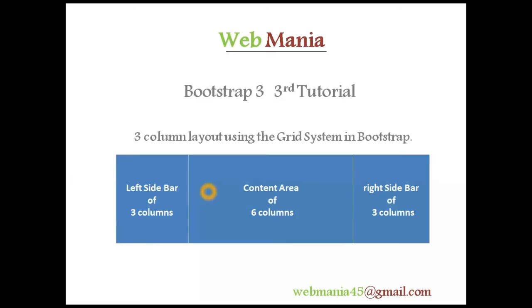So let's make a 3 column layout using the grid system in Bootstrap. Suppose this is our web page and it is divided into 3 portions: portion 1, portion 2 and portion 3. Portion 1 is the left sidebar and I give 3 columns to it, portion 2 is the content area and I give 6 columns to it, and the third and last portion is the right sidebar and I also give it 3 columns.